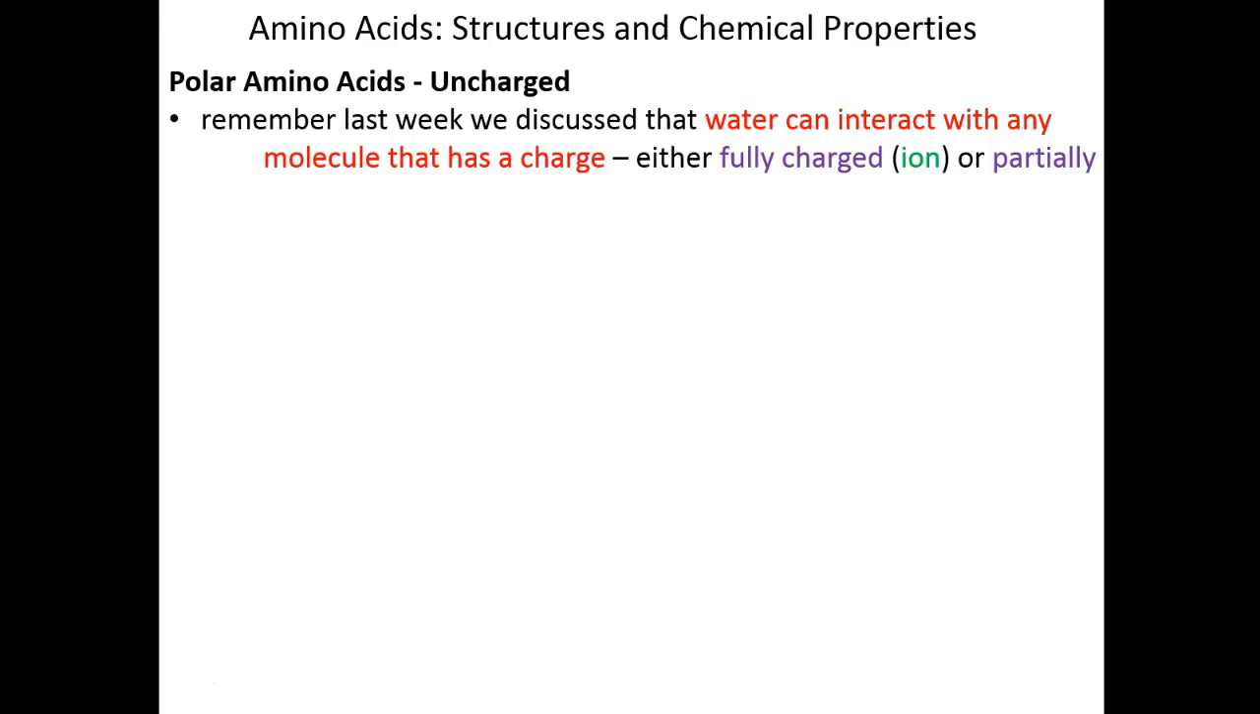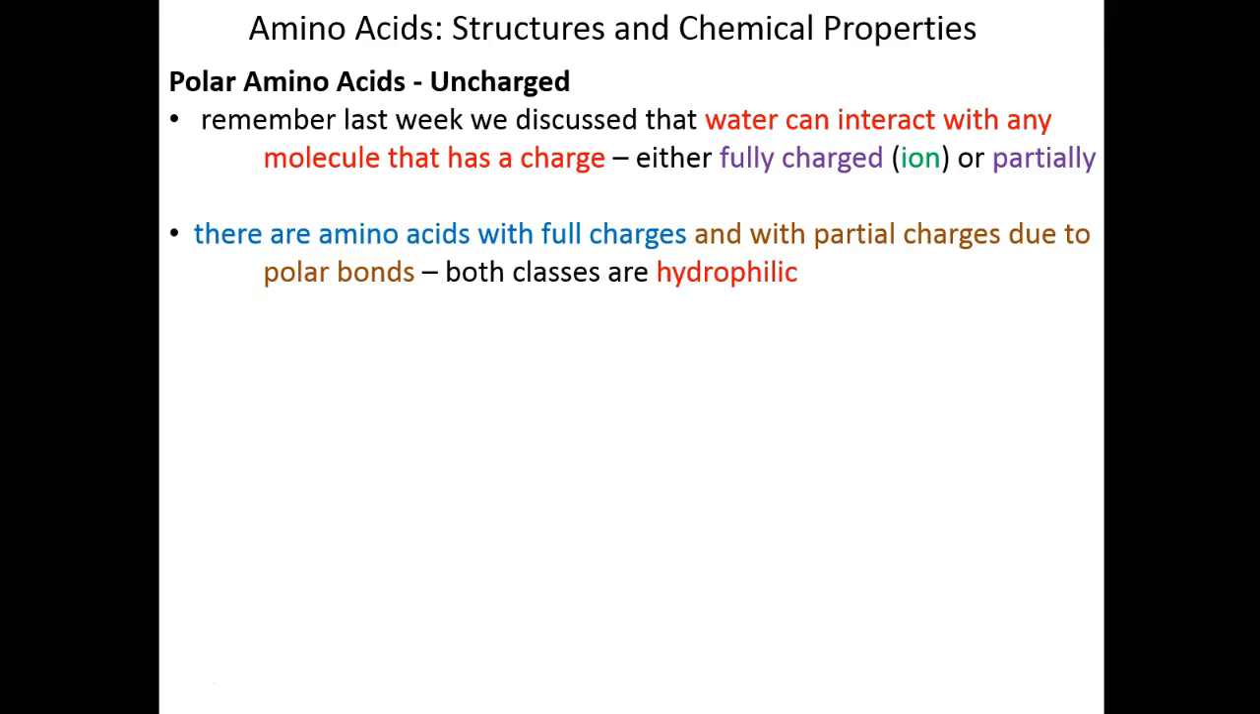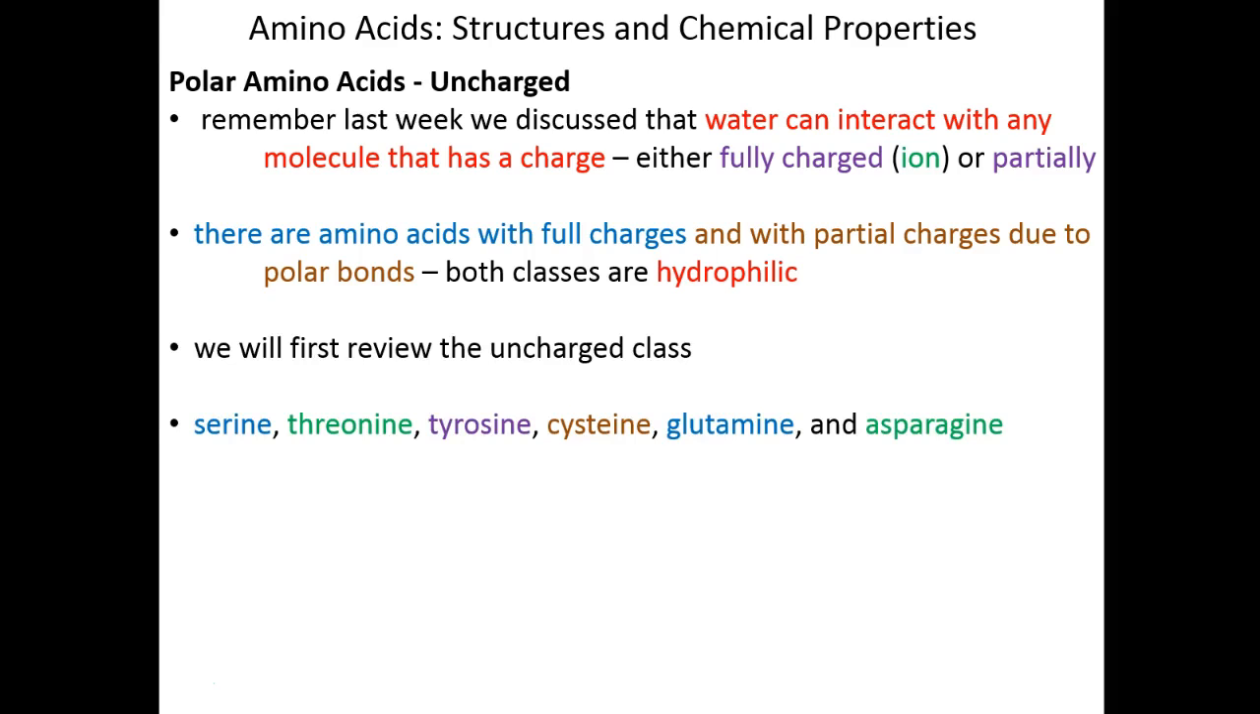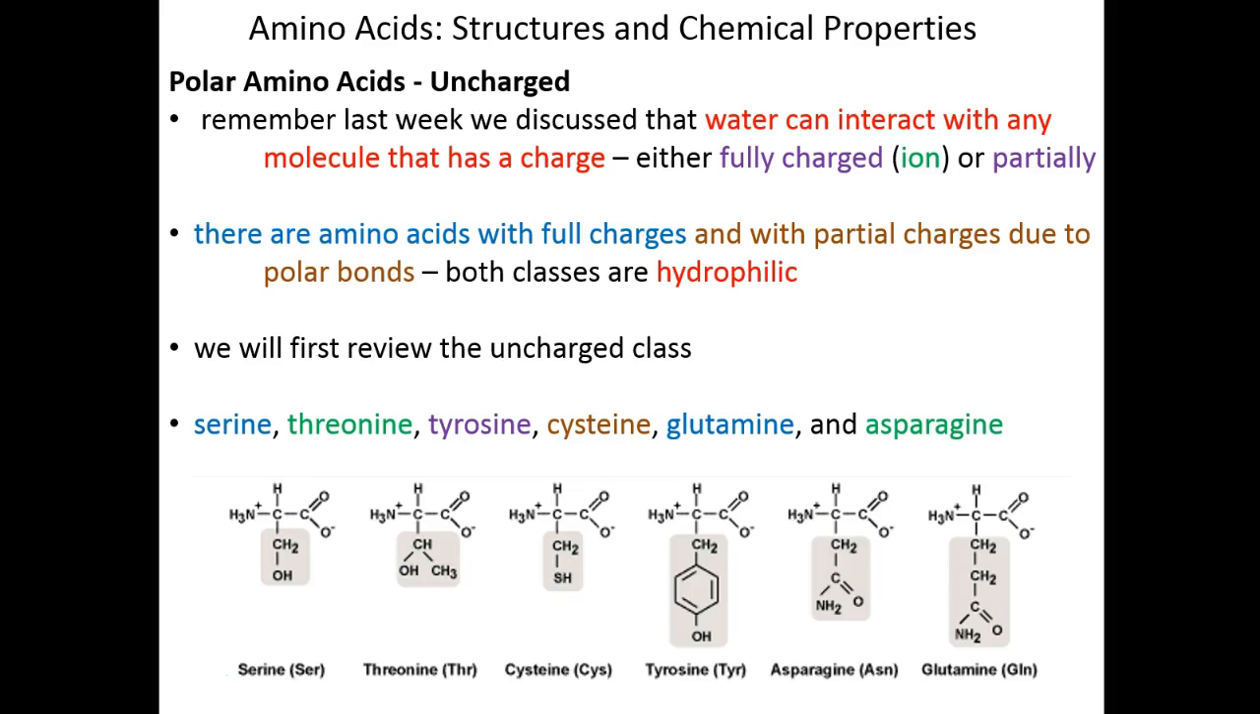For the polar amino acids, we break them up into two separate groups, charged and uncharged. We'll discuss the polar uncharged group first. We mentioned in our last lecture that water can interact with any molecule that has a charge. That charge can be full or partial, and these are the partially charged amino acids. There are amino acids that have full charges. We'll talk about them next. And the amino acids that we're going to name in just a moment here are those with partial charges. All of those amino acids are hydrophilic. They're all polar. Water can interact with all of them. So serine, threonine, tyrosine, cysteine, glutamine, and asparagine are our polar amino acids which contain no full charge.